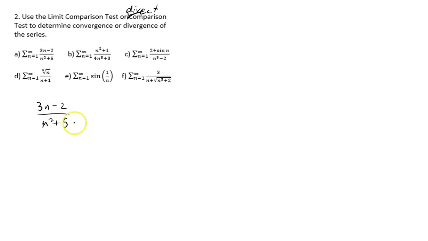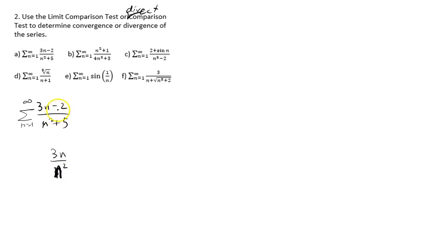And when you try to use the limit comparison test, it's important that you can find out what this series compares to. So you have this first question, this series here. What does this compare to? Well, what you need to think about is the behavior of this series when n is really, really big. When n is a really large number, the dominant term on the top is 3n. The dominant term on the bottom is n squared.